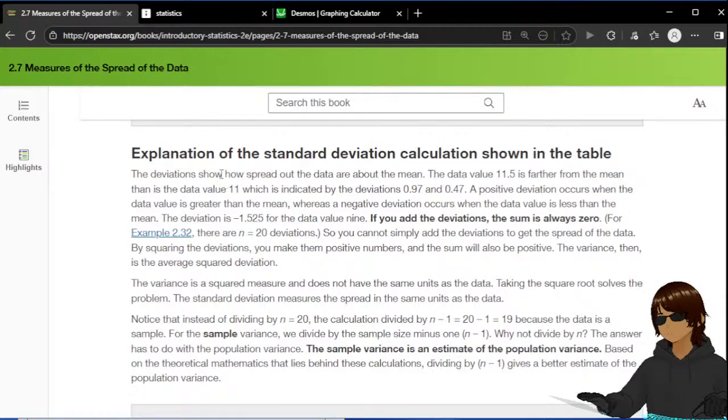The deviations show how spread out the data are about the mean. The data value 11.5 is further away from the mean than the data value 11, which is indicated by the deviation. A positive deviation occurs when the data value is greater than the mean, whereas a negative deviation occurs when a data value is less than the mean. The deviation is minus 1.525 for the data value 9. If we add the deviations, the sum is always 0.